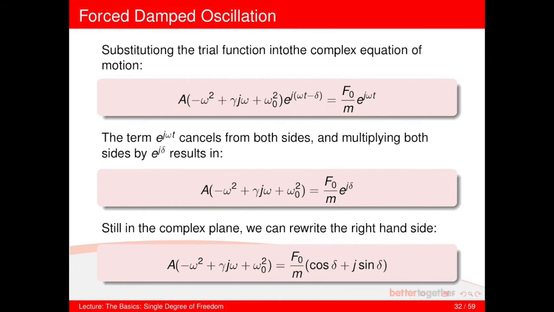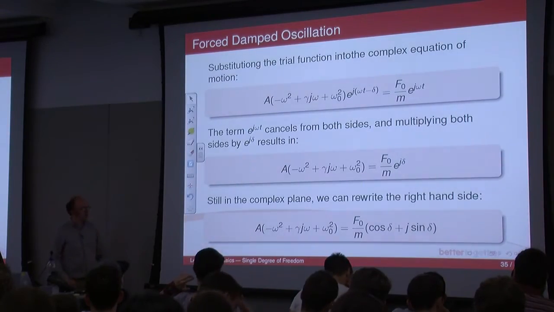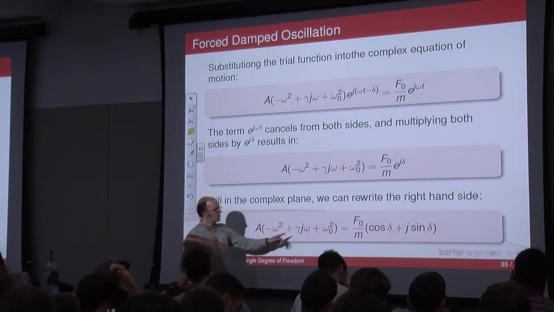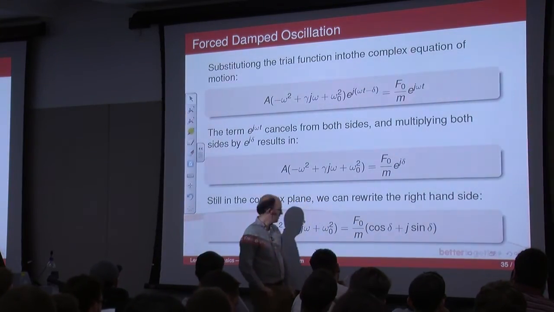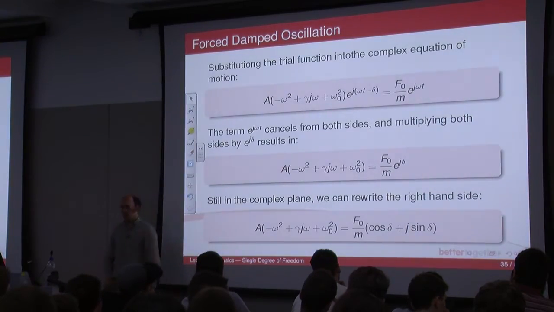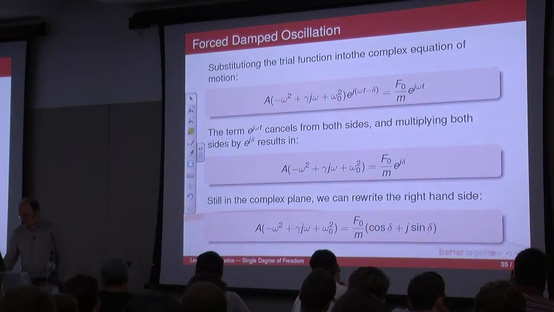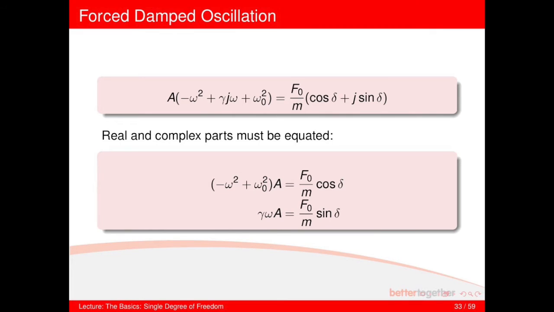Still in the complex plane, we could rewrite the right-hand side over here. So all I've done is I've taken that term. We know that's a complex number, so that's in there. Does that make sense? And the real and complex parts must be equated to each other. Okay, so the real bits must be equal to F naught upon m times cosine delta, and the complex parts must be equal to sine delta. And so we can do that. Okay, so you end up with this equation.